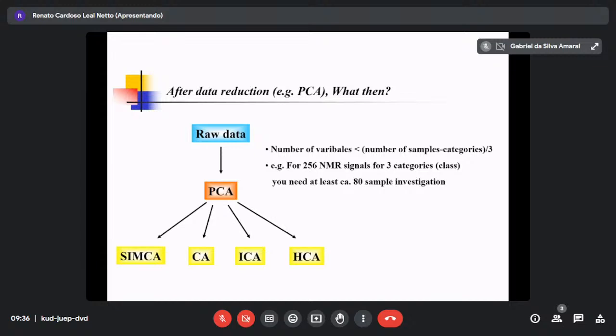So PCA has two purposes. First, by reduction, you can see classification. Second, you reduce the data, and this reduced value can be used for other sophisticated analysis.